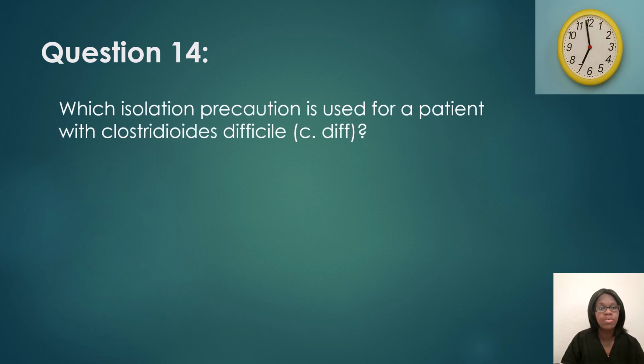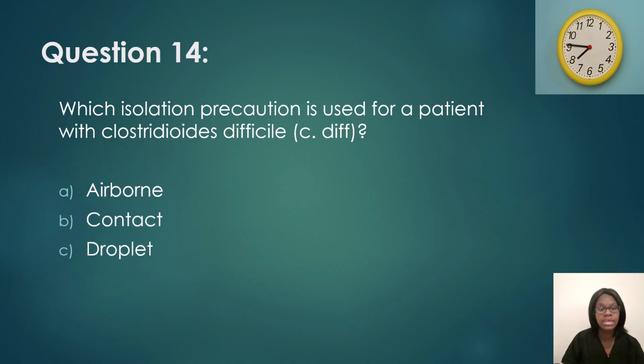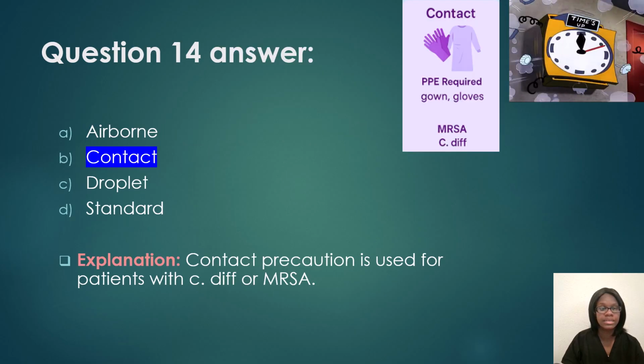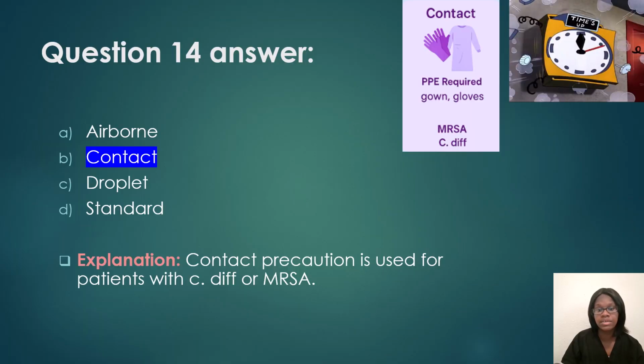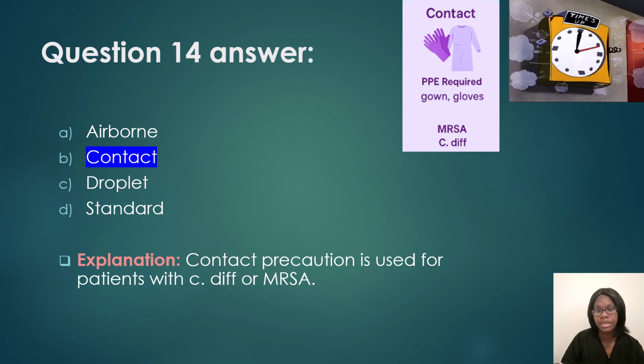Question 14. Which isolation precaution is used for a patient with C. diff? A, airborne, B, contact, C, droplet, D, standard. All right, the correct answer is B, contact. This is used for someone who has C. diff or MRSA. For your PPE, make sure that you have your gown and your gloves on.